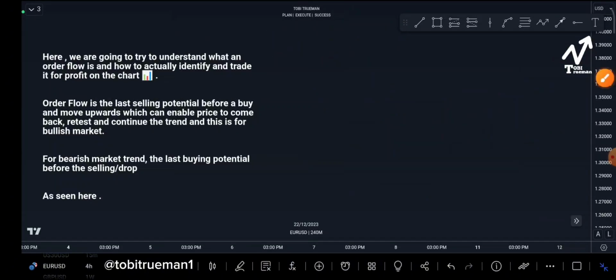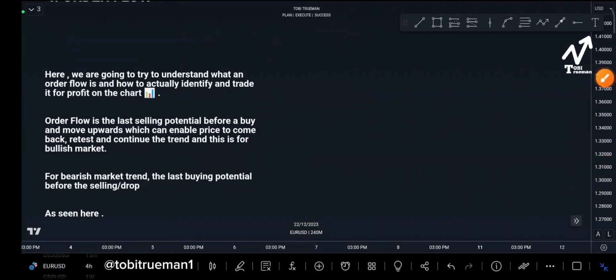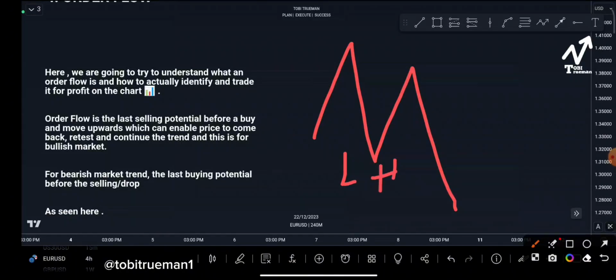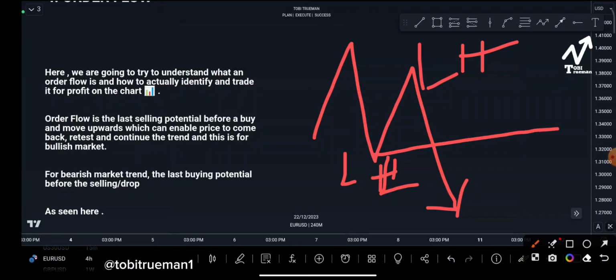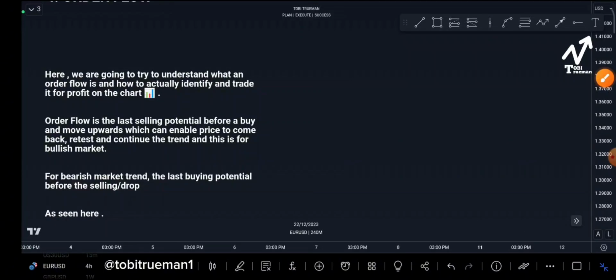Now when we are talking about a bearish trend, it's also the same thing. Price is moving downward. When price forms a lower high, this is a lower low and this is a lower high, since you are in a bearish momentum. Therefore, the range between the lower low and the lower high, the space in between here, is called an order flow. We are going to see a pictorial representation of it.